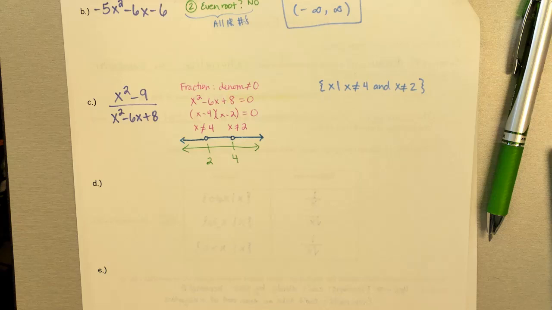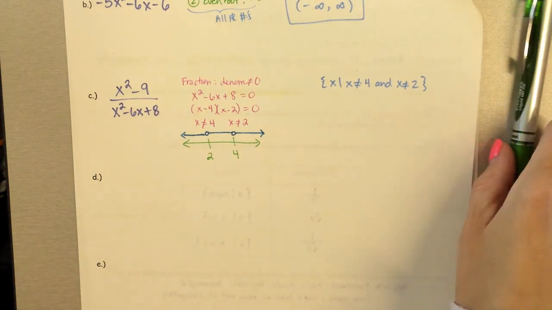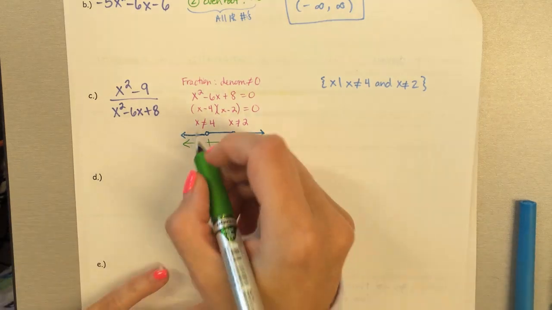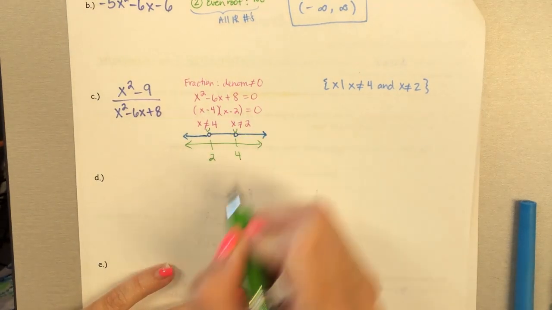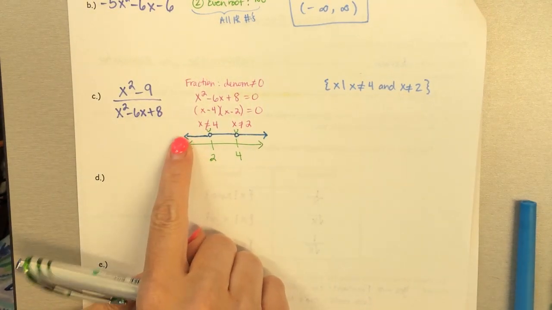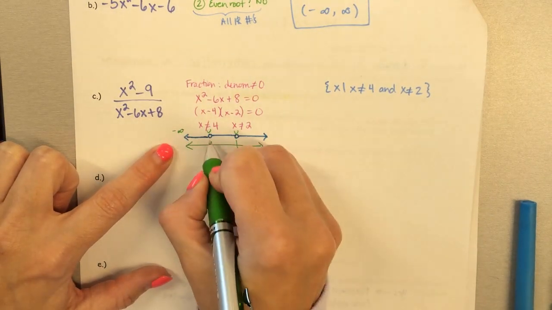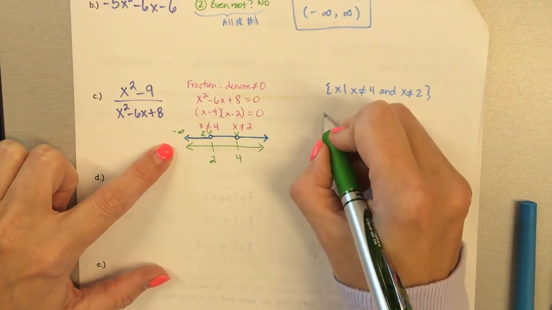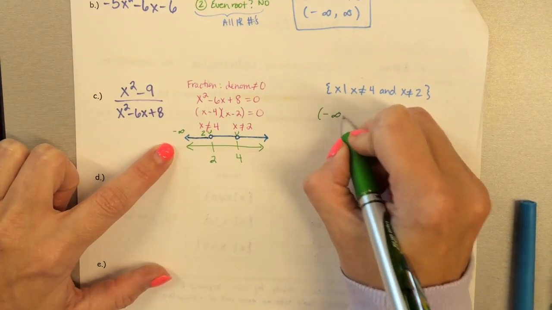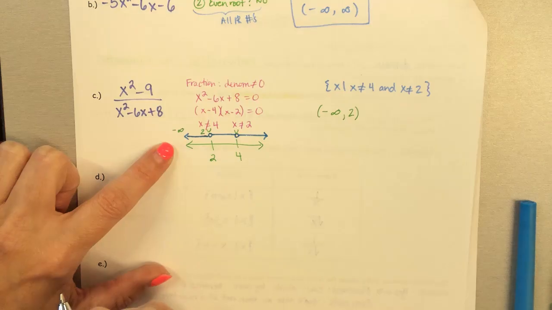So can you see how many intervals it's broken up into there? 3. Okay, so if it's broken up into 3 intervals, that's what we're going to have to do. So we're going to have 2 unions here. This first interval is going to be negative infinity up to 2. So we just write it like this, negative infinity to 2.